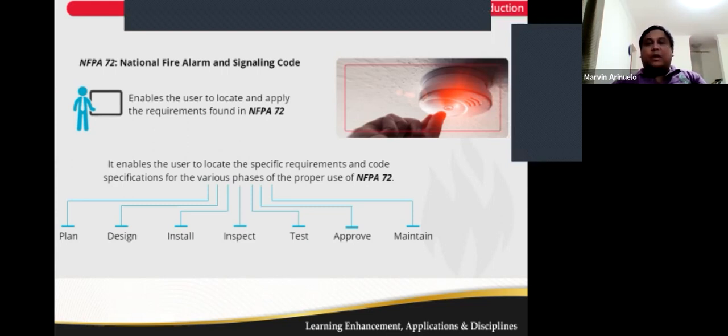In this training, we will allow you to locate and apply the requirements according to NFPA 72. Many different people and groups have an interest in a fire alarm system, maybe like you, and have some level of expertise or knowledge that can be beneficial. While no one is an expert at all, at the end of this training, you will be more knowledgeable and better able to apply your skills to the next fire alarm system.